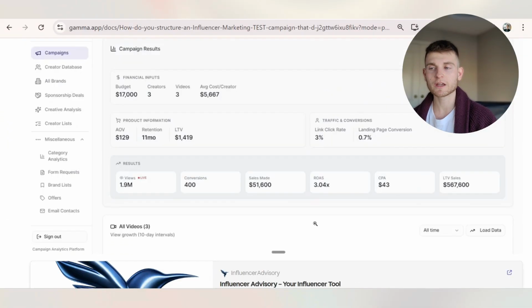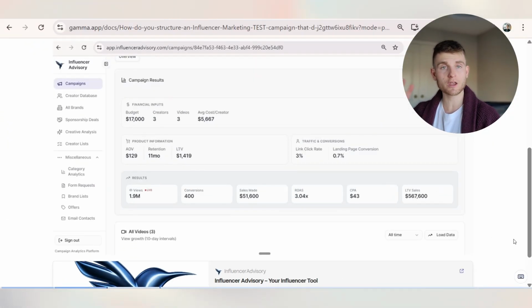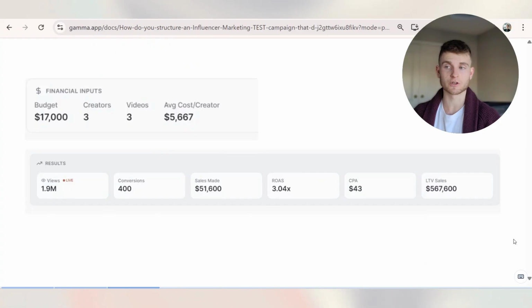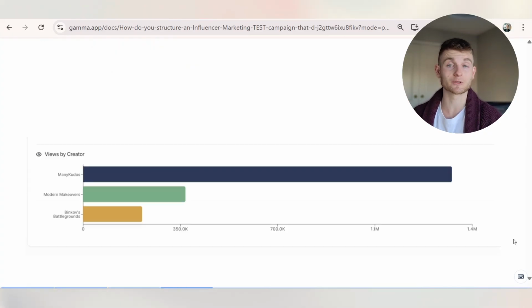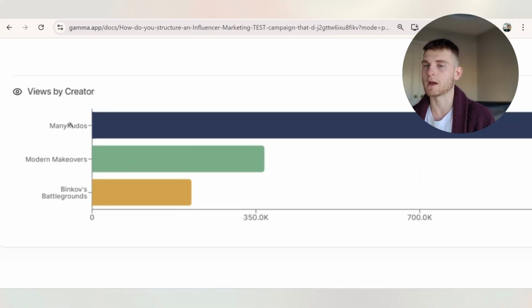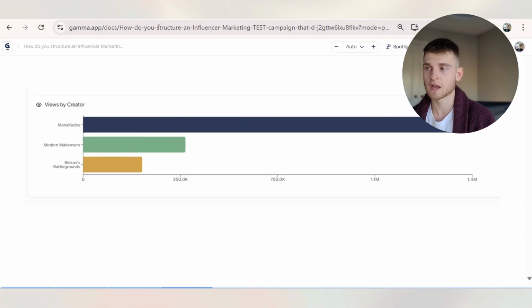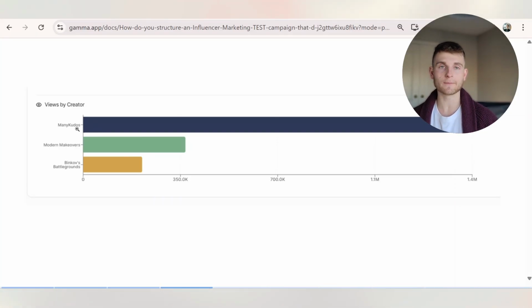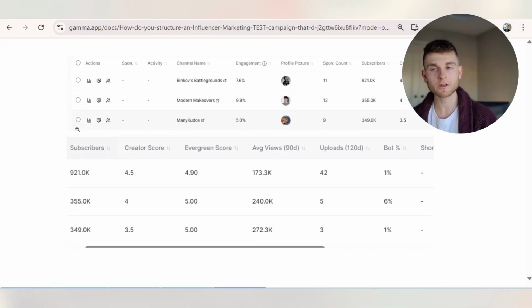Now, looking into how we found these 3 influencers that brought these results. And if you want to, you can also do a sponsorship with them. The 3 influencers were Many Kudos, who brought in a tremendous amount of views, then Modern Makeovers, then Binkoff's Battlegrounds. Many Kudos cost more, not by a ton. However, you'll never know how many views your videos will get when you sponsor an influencer. All that you can do is look at the right metrics, which will give you the best possible chance of getting a high performer. So what did we look at?